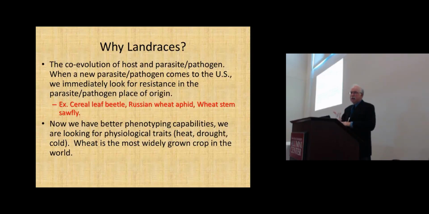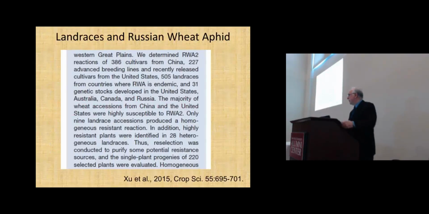So they're looking at a lot more things like photosynthesis, drought stress, heat stress, winter hardiness, these types of things. And wheat, being the most widely grown crop in the world, has tremendous resources. This is a paper that just came out in Crop Science. It's from Kansas and Oklahoma. And I just wanted to show you how landraces are used.